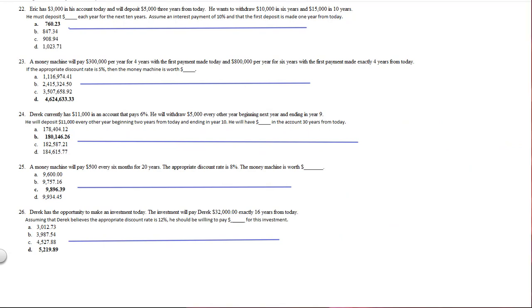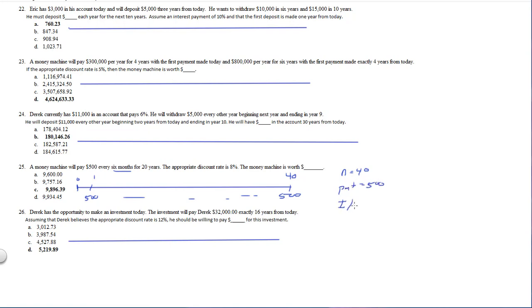Alright, so go back to one slightly. These next two are going to be a lot easier. It's going to pay every 6 months for 20 years, so we have 40 total payments. So in this case, N is equal to 40, payment is equal to 500.